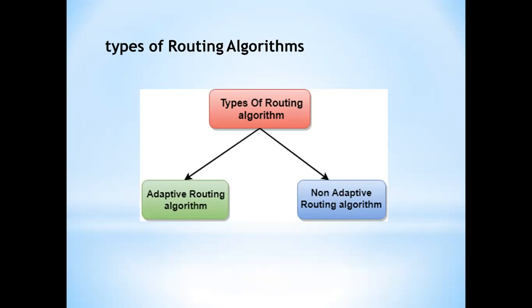Next is adaptive routing, that is, dynamic algorithms. For these algorithms, the routing decision can be changed dynamically if there are changes in the topology or the traffic. This is called dynamic routing. In the following sections, we are going to discuss the various static and dynamic algorithms.